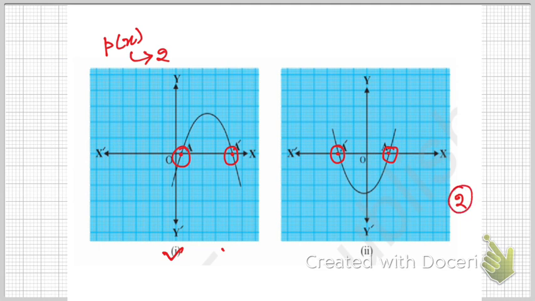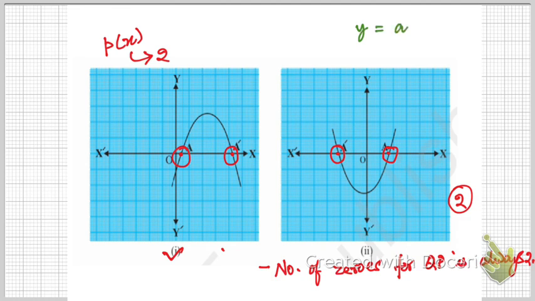So we can conclude that the number of zeros for a quadratic polynomial, meaning a polynomial with degree 2, is always 2. Now I am writing one general formula for a quadratic polynomial. The general form of a quadratic polynomial is y = ax^2 + bx + c.